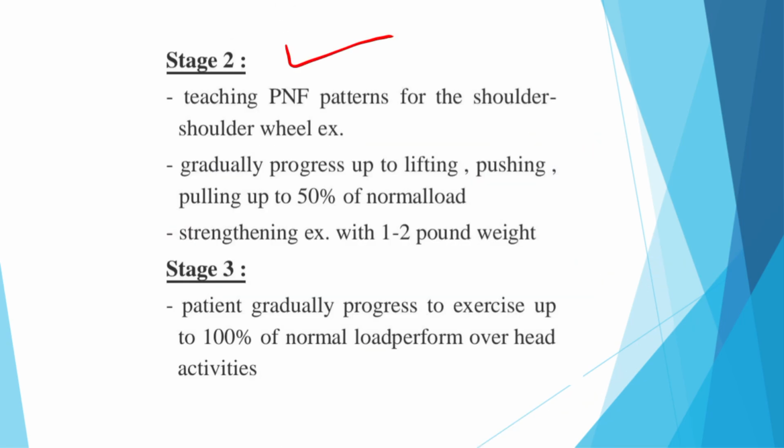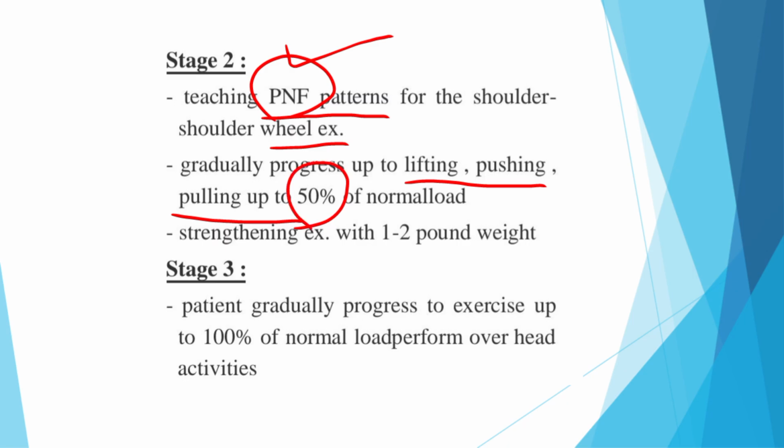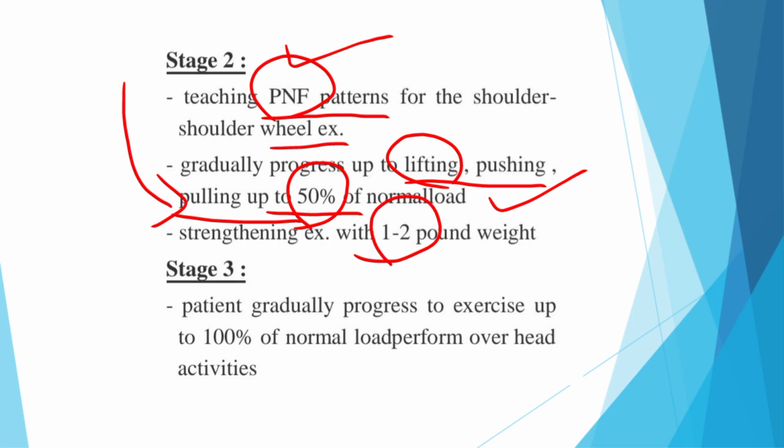In this stage 2, PNF patterns for the shoulder, wheel exercises. PNF pattern means proprioceptive neuromuscular facilitation. Gradually progress up to lifting, pushing and pulling exercises up to 50% of normal load. Don't overload at this second stage. This is our intermediate stage, at least 50% of the normal load. You can increase and go for lifting, pushing and pulling, strengthening exercises with at least 1 to 2 pounds of weight.